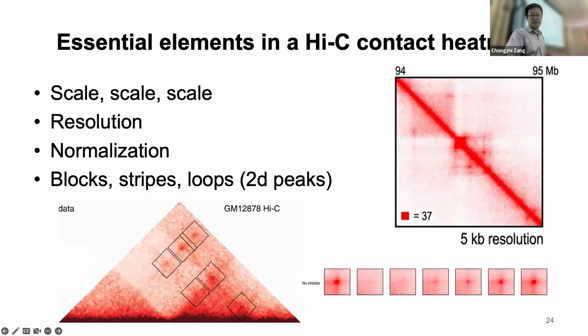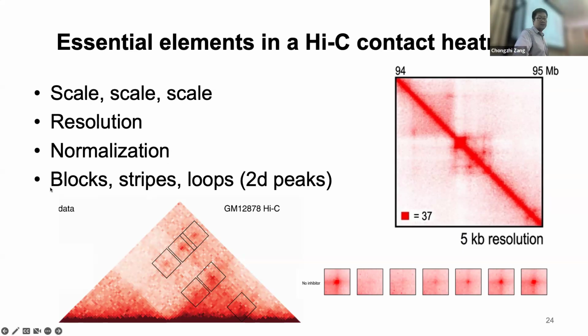And what is the resolution? This is under 5 KB resolution, which means each bin is 5 kilobases. In this heat map, 5 KB across 1 megabase, so there are 200 bins, 200 rows and 200 columns. And how they are normalized: we want to pay attention to whether the author mentioned that they normalized these data.